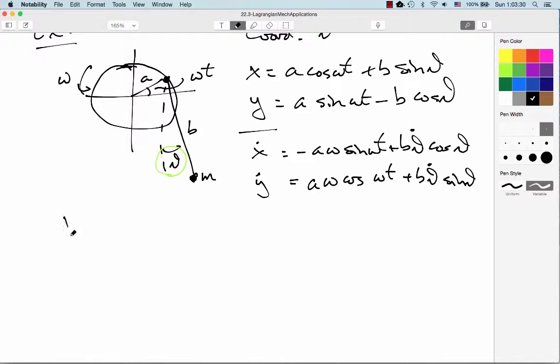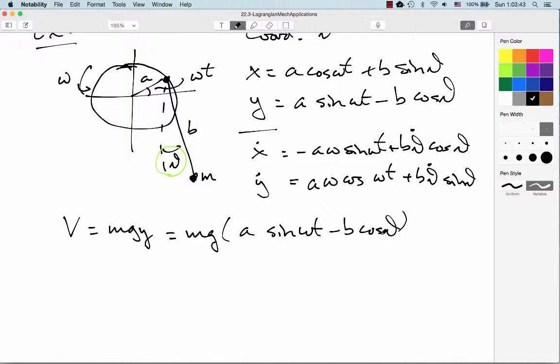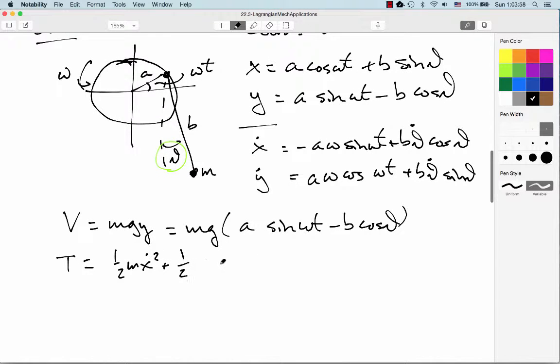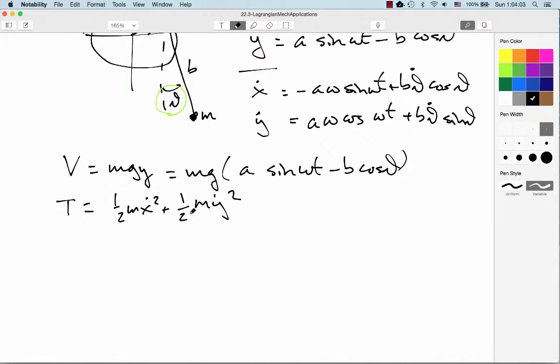So we know that the potential energy is equal to mgy. So that'll be equal to mg times a sine omega t minus b cos theta. That's about as clean as you can make that. But that's how you express it in terms of the generalized coordinate anyway. And the kinetic energy we can write as 1/2 m x dot squared plus 1/2 m y dot squared. So let's start putting that in.